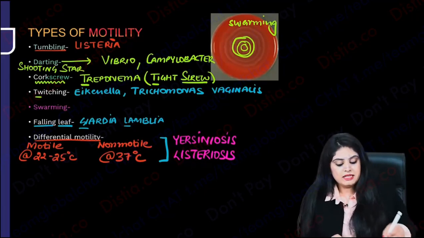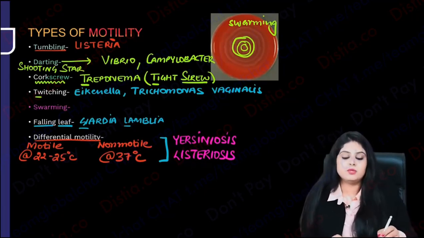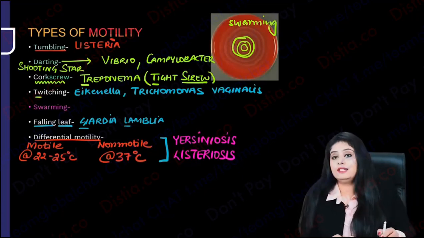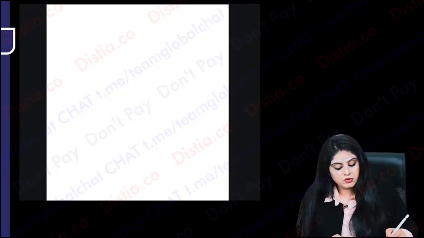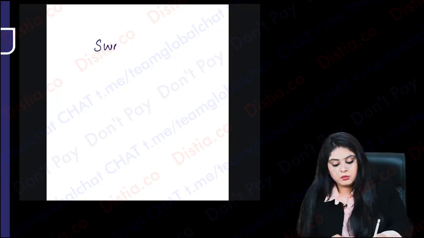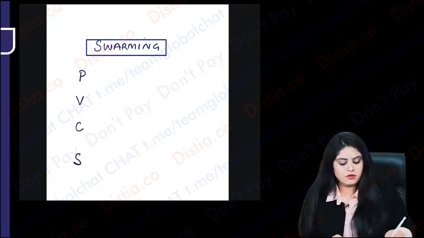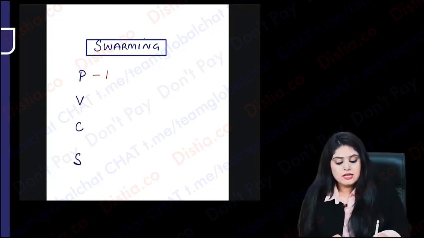Now many people believe that swarming is seen only with Proteus, but no. I have a mnemonic, which is quite a lengthy mnemonic that all of you have to know. So we are now going to pick it up. Where all do you see the presence of swarming? This will definitely help you in your exam. So when we talk about swarming, you have to learn the mnemonic PVCs. I'm finishing it off here so that your bacteriology section becomes easier.